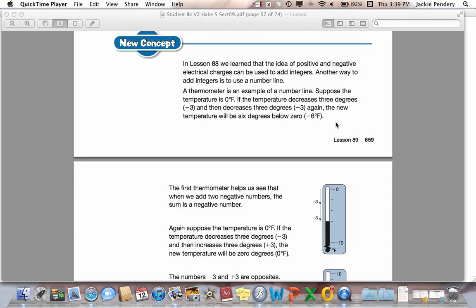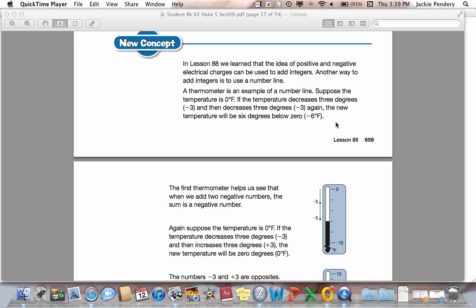Okay, so yesterday we talked about using an electric charge, like a battery, with positives and negatives in order to match up positives and negatives and find whether a set of charges was positive or negative. So today we're going to build on that, and we're going to talk about adding positives and negatives, but we're going to use a number line today.